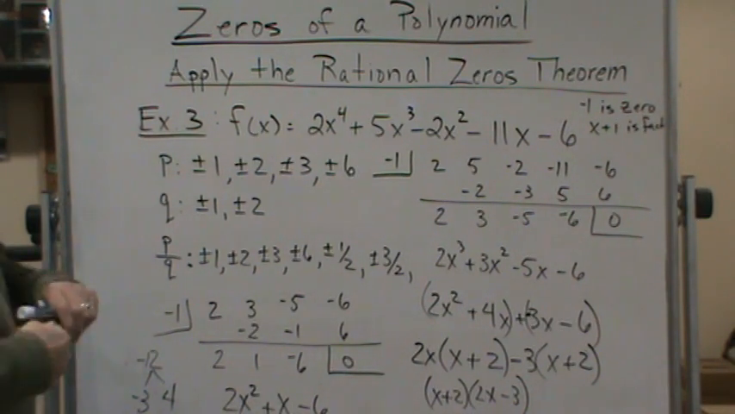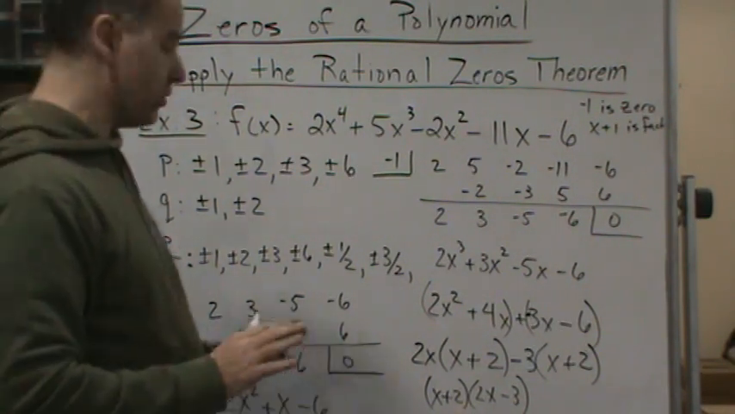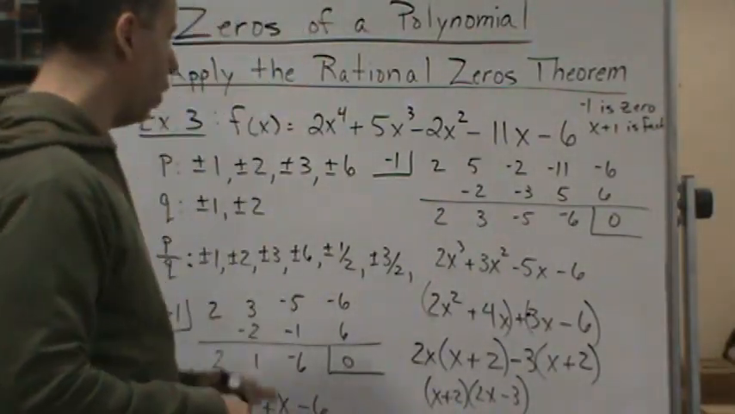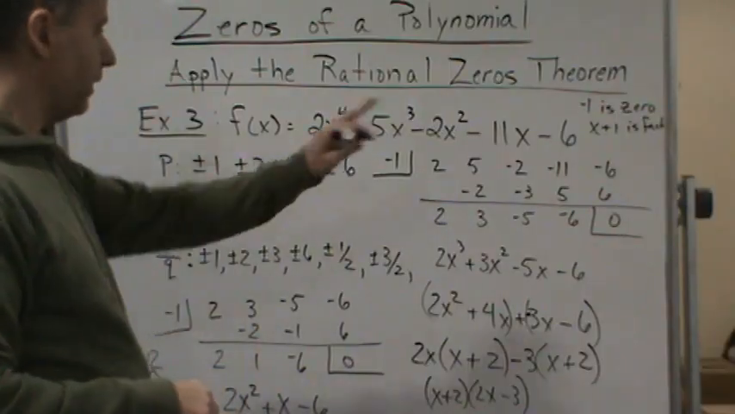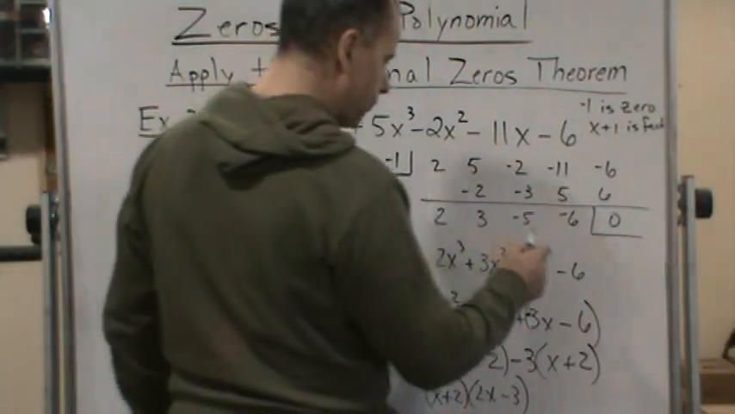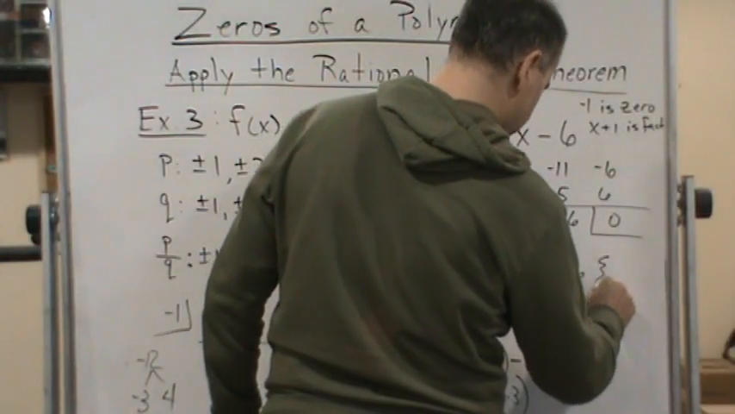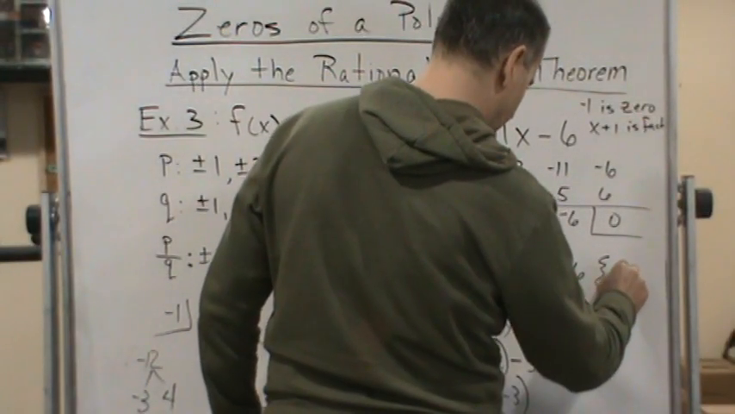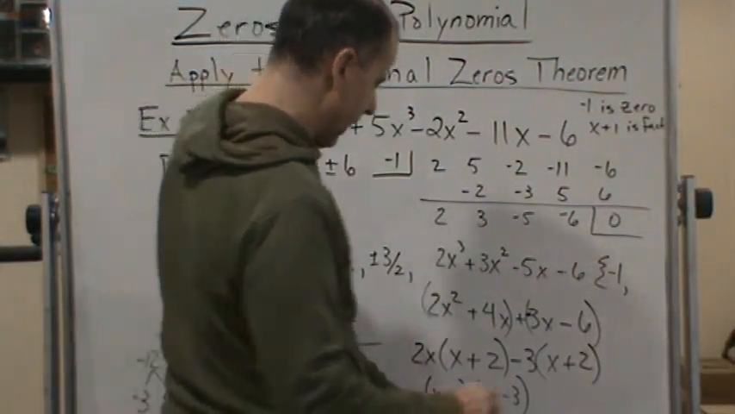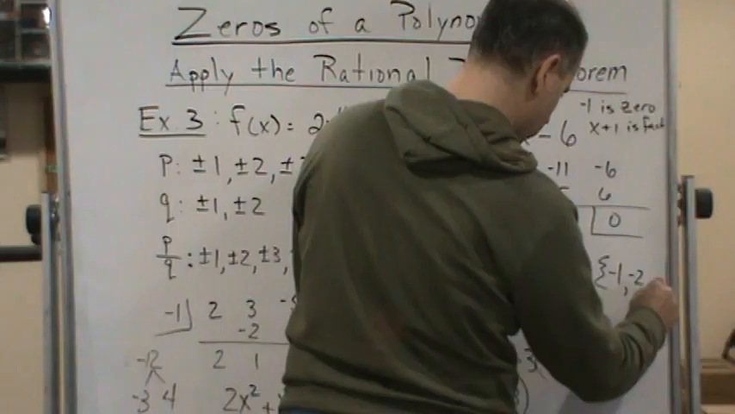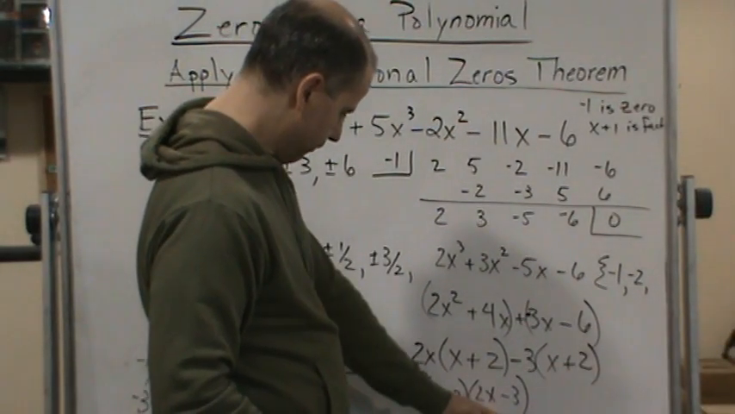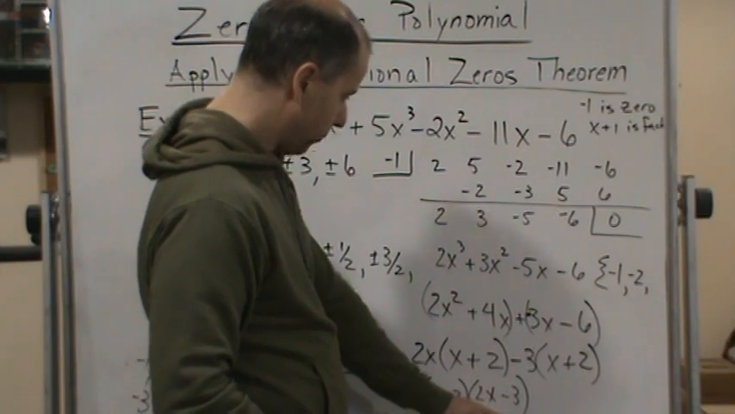And now I know what the zeros are, because I can use the zero product principle on these factors. So I know I have a repeated zero at -1. The zeros are going to be -1, and then I've got -2, and I've got 3 halves.